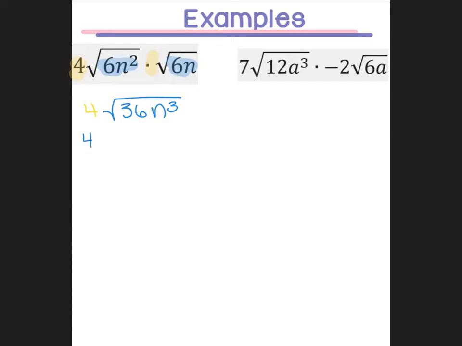Then I can rewrite this. So remember, when we have variables, we need them to be written as an even number times an odd number. So it would be n squared times n. So the square root of 36 is 6. The square root of n squared, since it's even, we divide, so it would just be n. And then I'd be left with square root of n. 4 times 6 is 24.